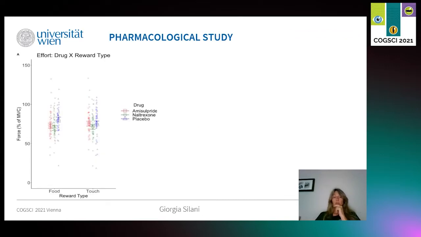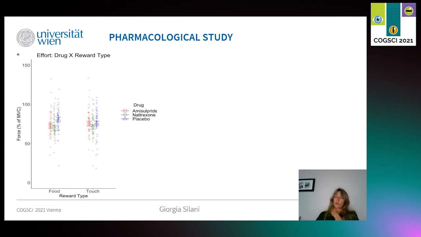What was more interesting for us is that we observe instead a difference in the effort produced to obtain the reward. Indeed, the amisulpiride and naltrexone groups, compared to the placebo, produced much less effort to receive food rewards, while this was not observed in the control group and was also not observed for the touch condition.